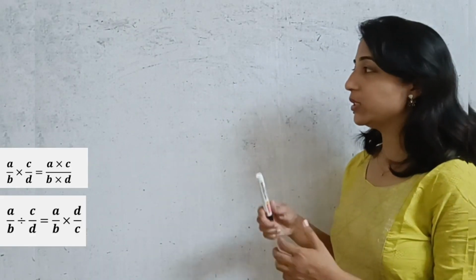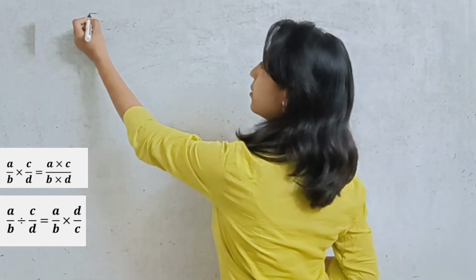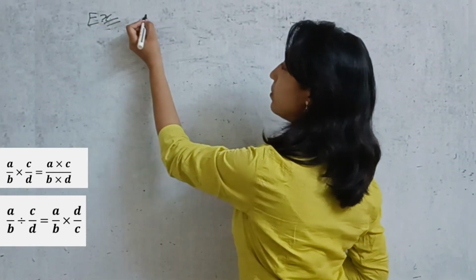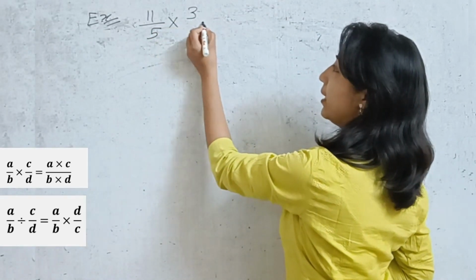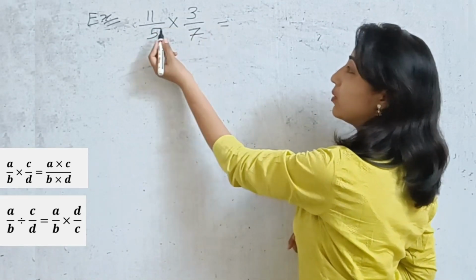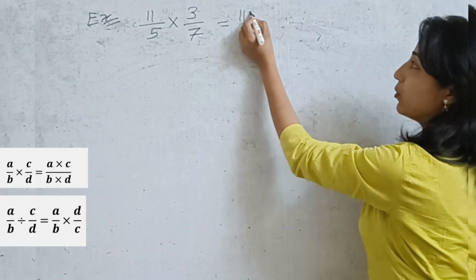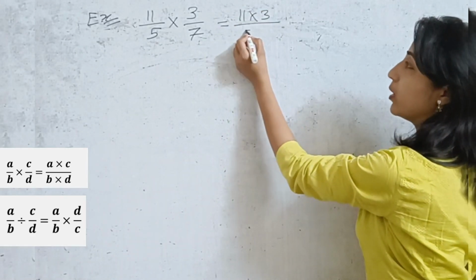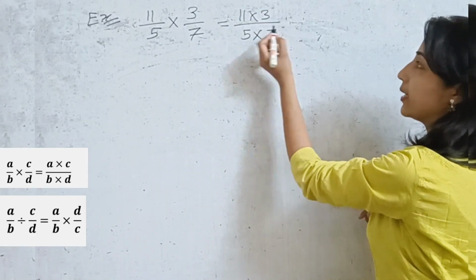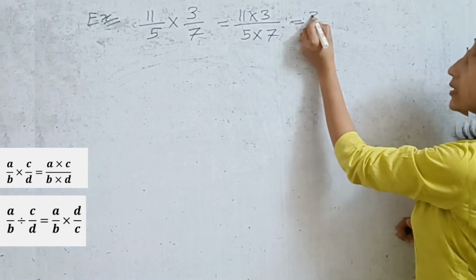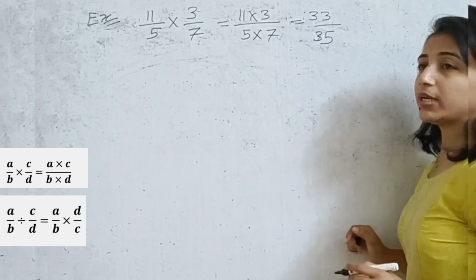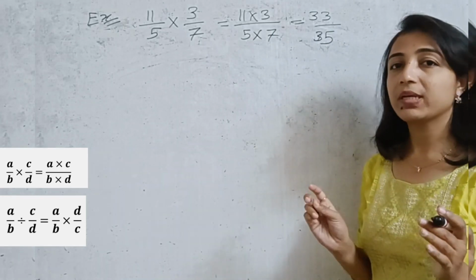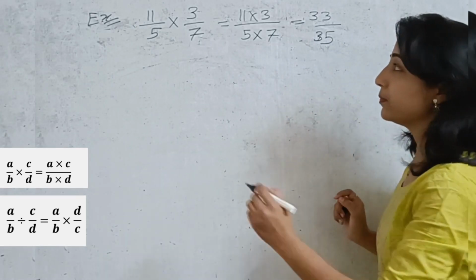See the example of how to solve these questions with the help of these two rules. Here the first example is, let's suppose we are given 11 by 5 multiplied by 3 by 7. Now, in multiplication, we take the product of numerator and product of denominator directly. So, 11 into 3 is 33 and 5 into 7 is 35.